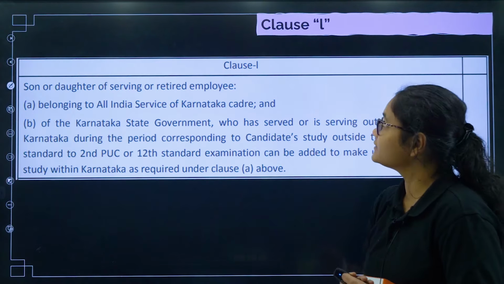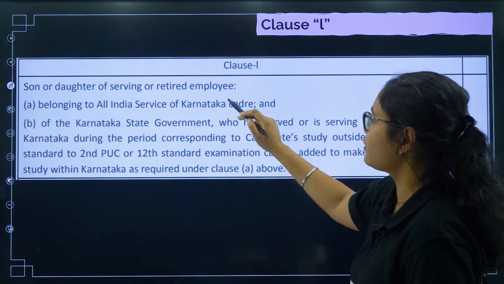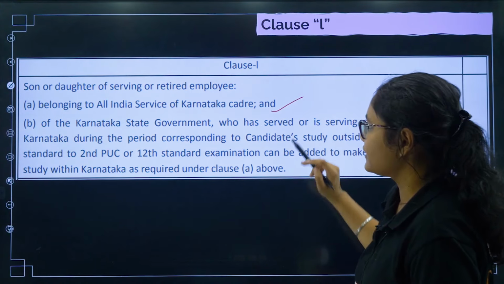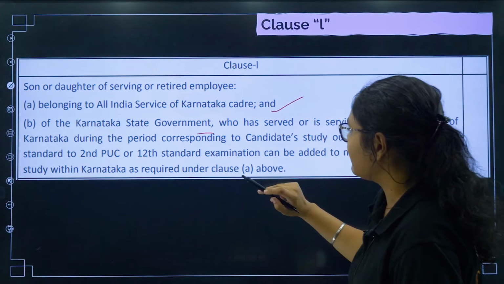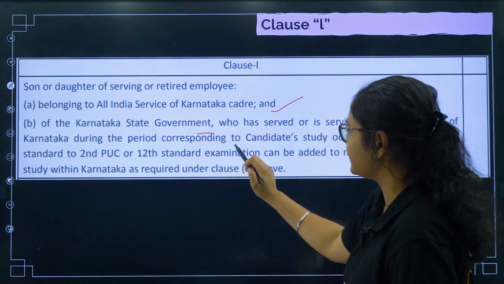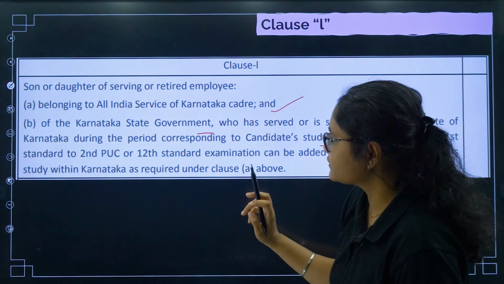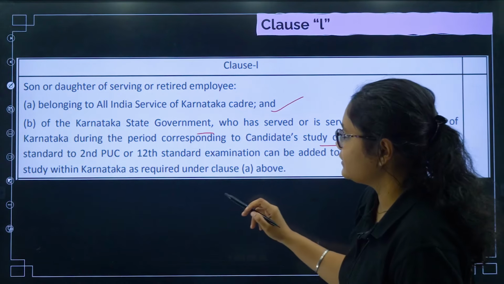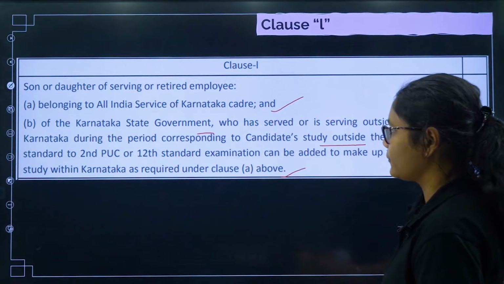Okay, that is there. Next, L, of a son or daughter of a serving or retired employee belonging to All India Service of Karnataka cadre, or of the Karnataka state government, who has served or is serving outside the state of Karnataka during the period corresponding to the candidate's study outside the state from 1st standard to 2nd PUC, can be added to make up the 7 years of study within Karnataka as required under clause A.